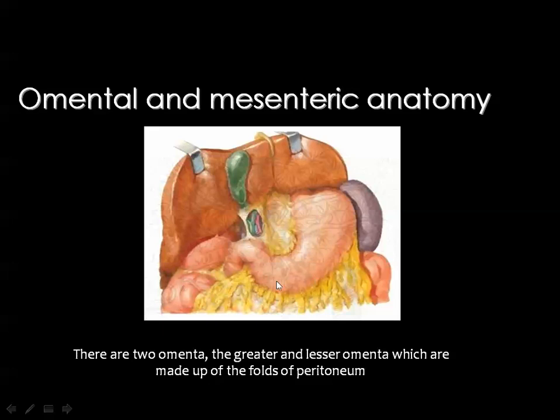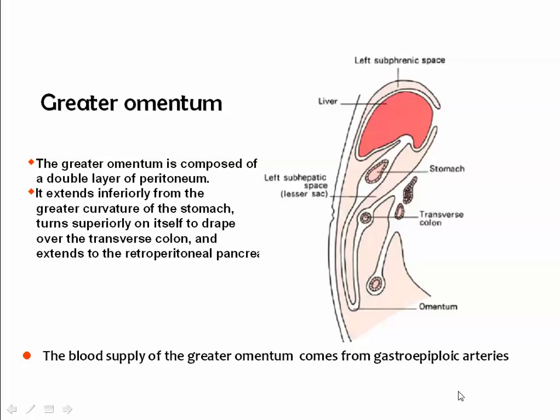the folds of the peritoneum that are attached to the stomach are known as the omentum, and we have the lesser omentum attached to the lesser curve of the stomach, and the greater omentum which is attached to the greater curve of the stomach. And the greater omentum is 4 layers, and you can see this is the stomach and this is the lesser omentum, and this is the greater omentum, which is 2 folds of the peritoneum.